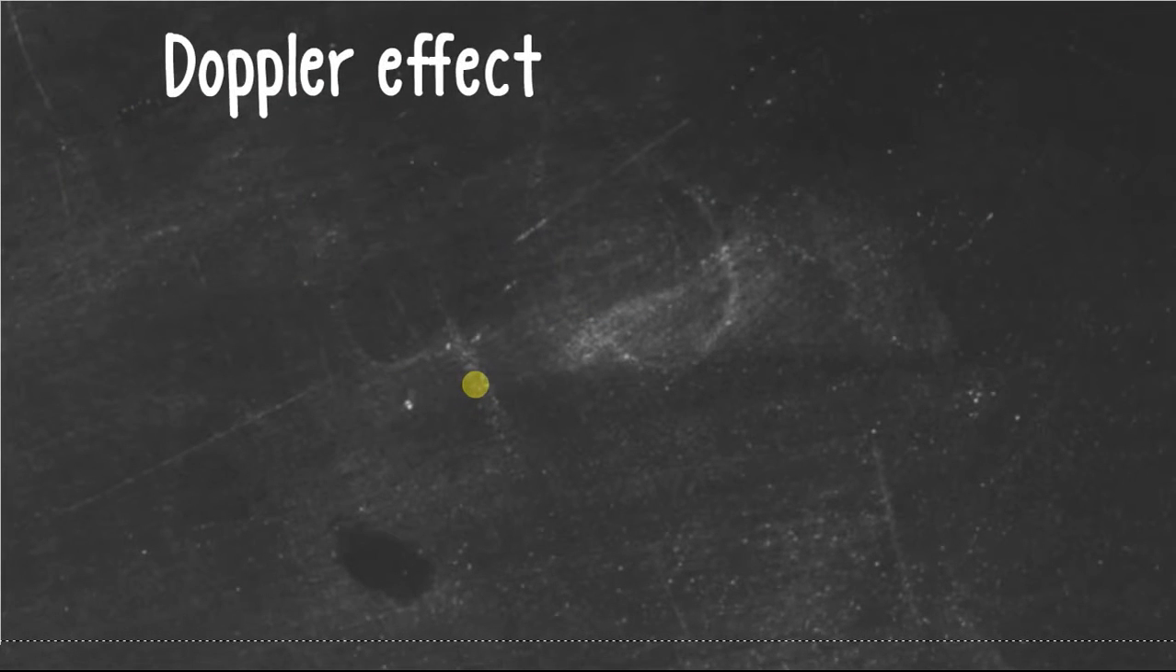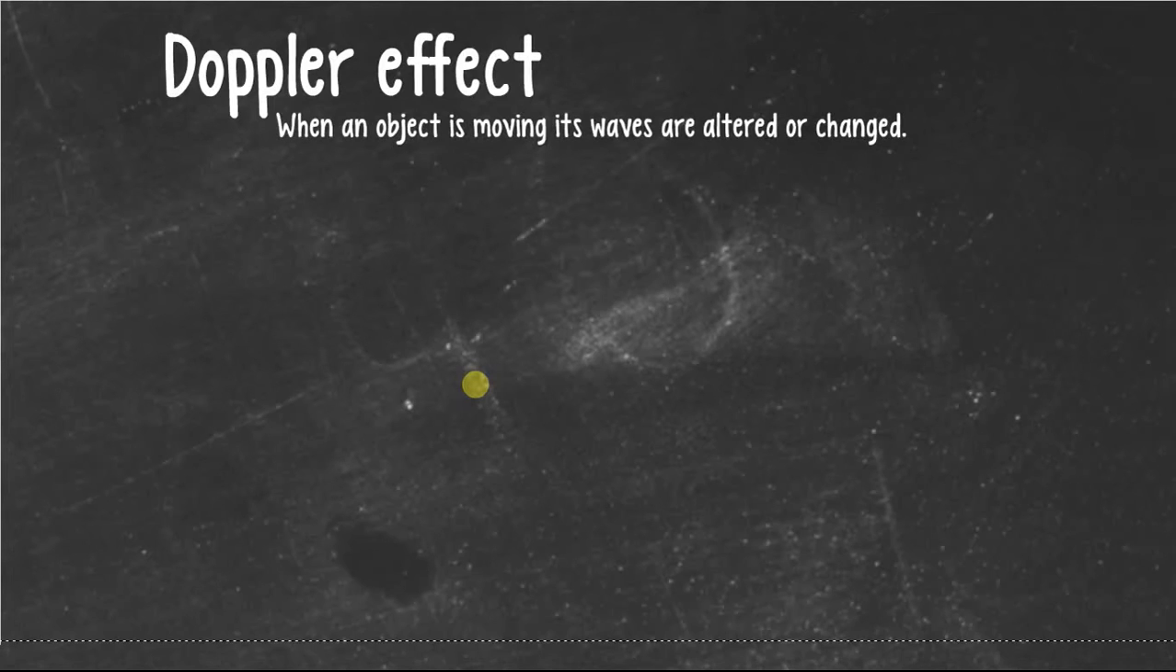Now, Doppler effect, we're going to dive into that real quick because that has to do with some of the evidence for the Big Bang. Recall, the Doppler effect is when an object is moving, its waves are actually going to be altered or changed.